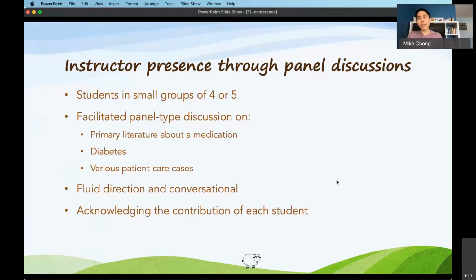For these conversations, we facilitated the group with questions, making some additional connections with aspects of the medications that they've learned or heard about before. Then we did this again with the broad and complex topic of diabetes, and then again with the case-based learning with the various patient care cases. We had different cases for students and instructors, role-playing different patients within these small groups.